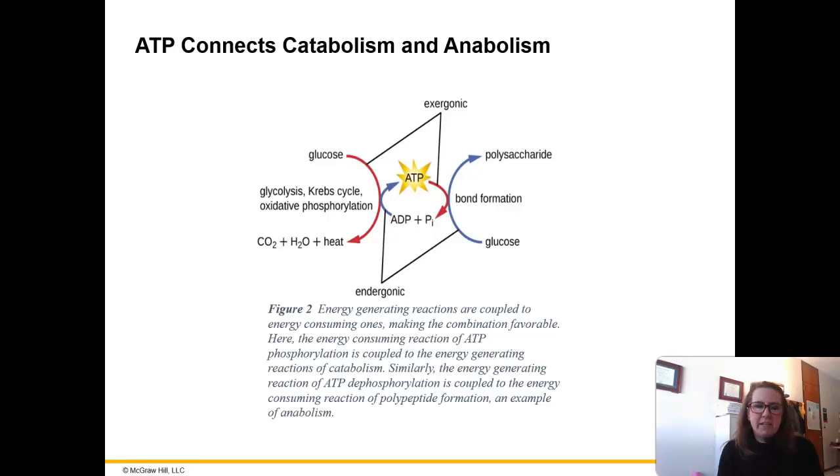Okay, so ATP, if we go back to the beginning part of this lecture, is going to connect catabolism and anabolism. So let's think about it. I want to start with catabolism. Catabolism is one in which we are essentially breaking down complex molecules into simpler molecules.